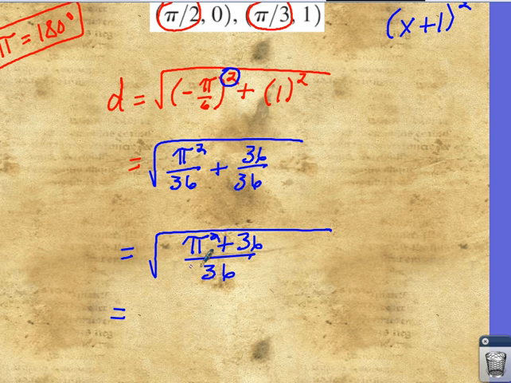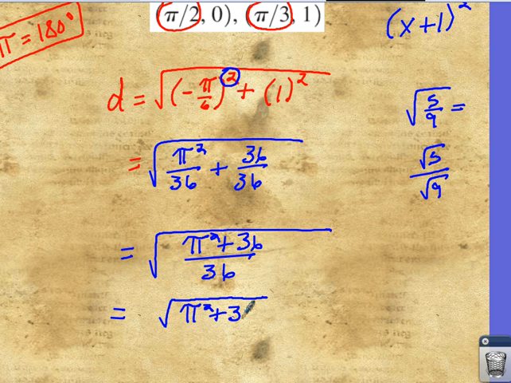Because what I can do, anytime you've got a square root of 5 ninths, anytime you have a square root, going back and reviewing chapter 1, being divided, those square roots can be split into the square root of 5 divided by the square root of 9. So what I'm going to do is split this into the square root of pi squared plus 36 over the square root of 36. I'm leaving my answer like that.